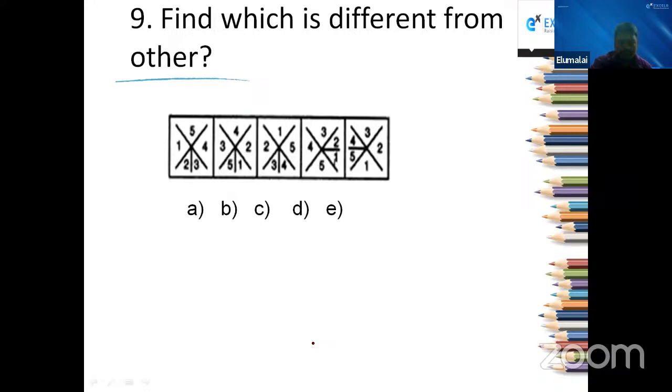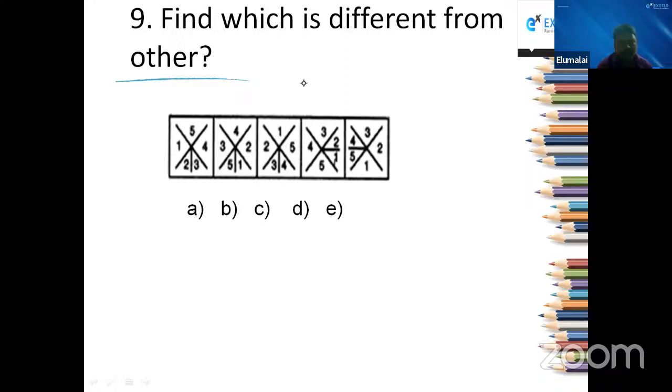Very good. Now, what is the answer to this question? Actually, it's a very simple question, right? See here.